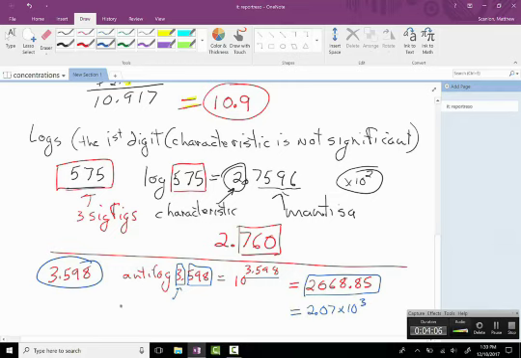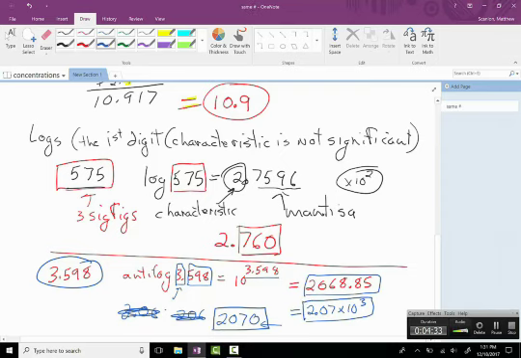I'm not going to accept 2070. I'm not going to accept that because I don't know whether that 0 is significant or not. So if you're in this situation, you've got to force it into scientific notation.